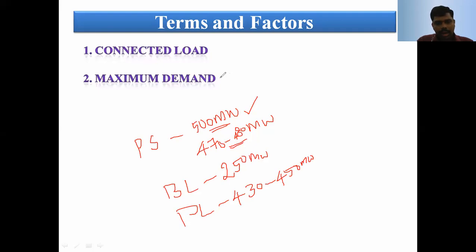In a particular power station, how much the maximum demand is, that is considered the peak load. But the consumers never connect all the loads, that is, all the switches are never switched on at a time. If all the appliances are utilized, that is nothing but the connected load. And one more thing: the maximum demand is always less than or equal to unity.